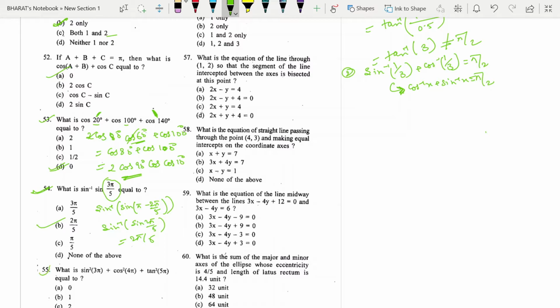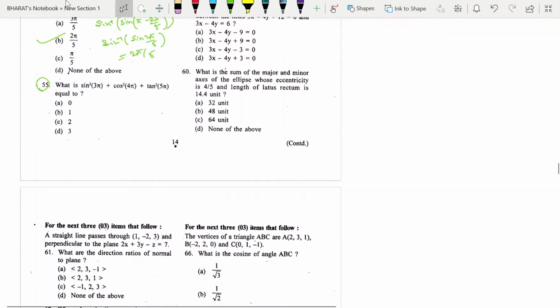Now moving to question number 55. What is sine square 3 pi plus cos square 4 pi plus tan square 5 pi equal to? You know very well that sine of pi is always 0, whether it is 1 pi, 2 pi or 3 pi. Sine of pi is 0. This will give us 0. Cos of pi is 1. So here it is written 4 pi. This will give us 1.